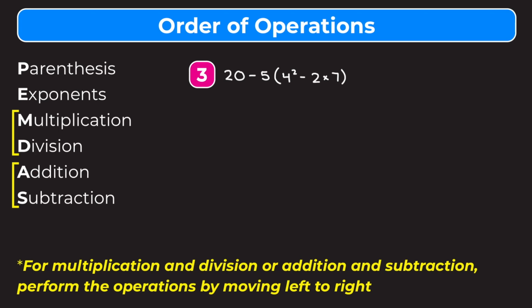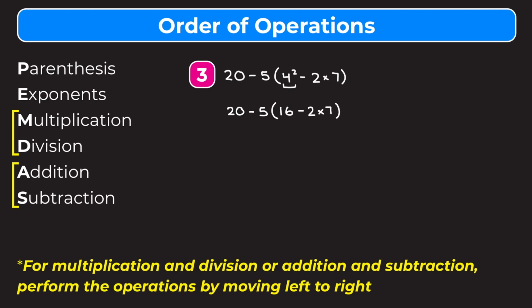So for this example, we have parentheses again, so we want to start with what's inside the parentheses. And within our parentheses, we have different operations. So we have to go back to PEMDAS to see what we want to start with within the parentheses. So we want to start with exponents because that comes before multiplication and subtraction. So we're going to evaluate the exponent part within our parentheses. So 4 squared is 4 times 4, which is 16. So 16 minus 2 times 7.